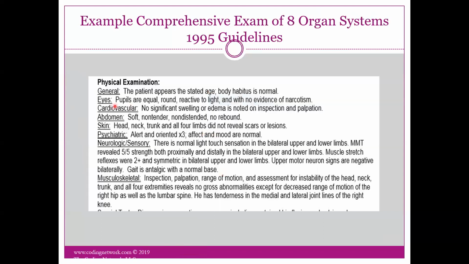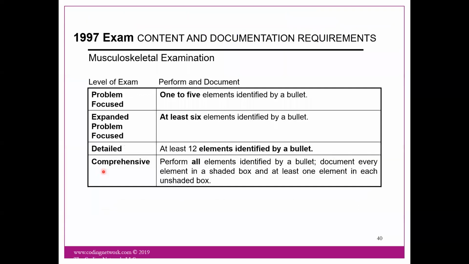And then, of course, the comprehensive exam would look something like this, where you have the 8 organ systems from constitutional, eyes, cardio, abdomen or GI. There's 8 here. Now, there is a 1997 exam that came out that is very specialty specific, and as one of the examples is the musculoskeletal system. But their requirements are a little bit more stringent, they're a little bit more detailed.